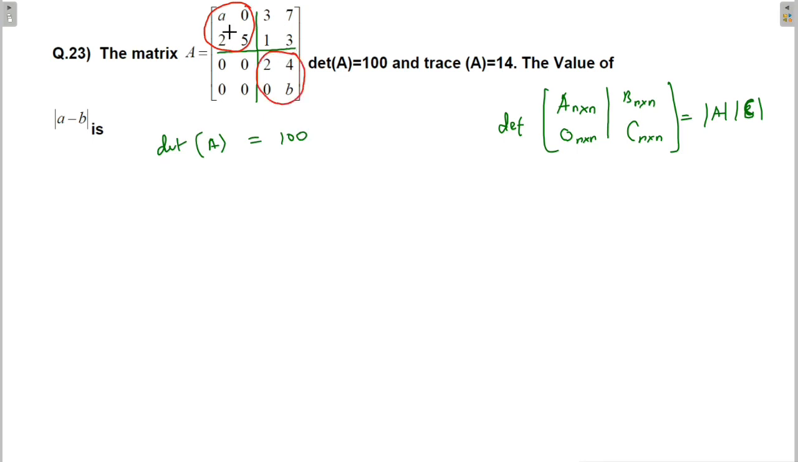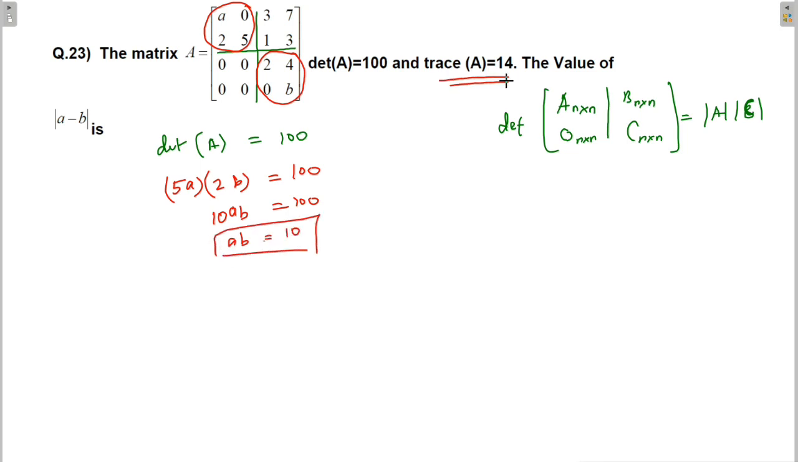So this is a lower triangular, this is an upper triangular matrix. If you want to find the determinant, you simply get 5A of this matrix. The determinant of this matrix is 2B, and the product equals 100. So 10AB equal to 100. So AB equal to 10.